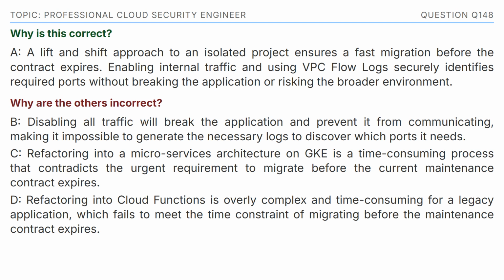B. Disabling all traffic will break the application and prevent it from communicating, making it impossible to generate the necessary logs to discover which ports it needs. C. Refactoring into a microservices architecture on GKE is a time-consuming process that contradicts the urgent requirement to migrate before the current maintenance contract expires. D. Refactoring into Cloud Functions is overly complex and time-consuming for a legacy application, which fails to meet the time constraint of migrating before the maintenance contract expires.